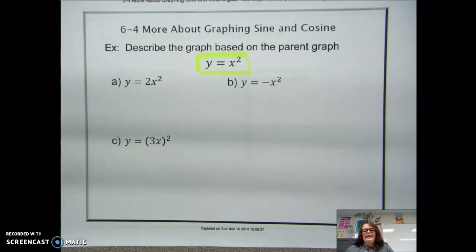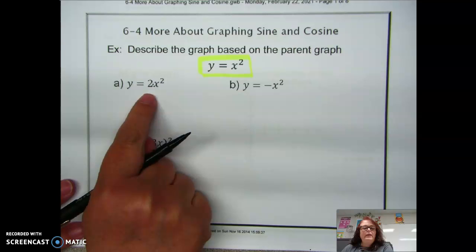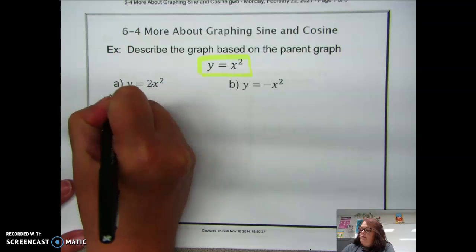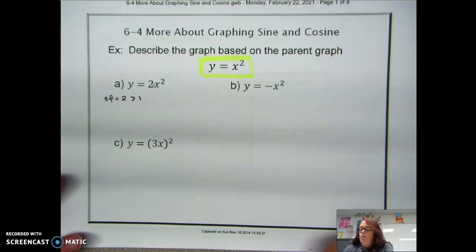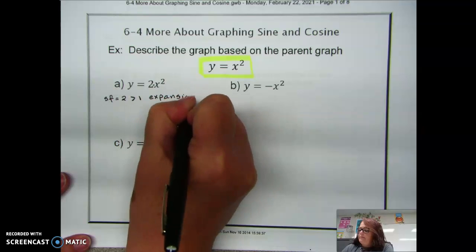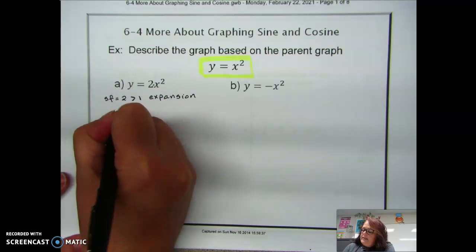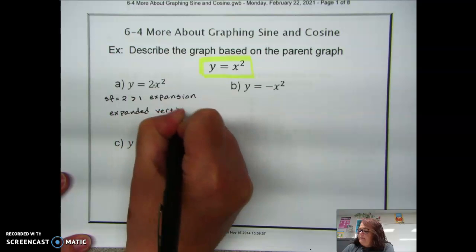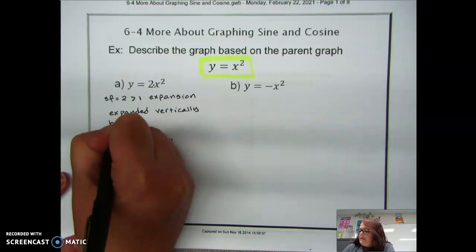So if we take a look at A, remember anything inside the parentheses is horizontal and anything outside of the parentheses is vertical. And so vertical we love because it is what it is. So with this 2 being outside of any parentheses that we have, this is a vertical change. And since my scale factor of 2 is greater than 1, we can say that this is an expansion. And so we would say that this is expanded vertically by a scale factor of 2.